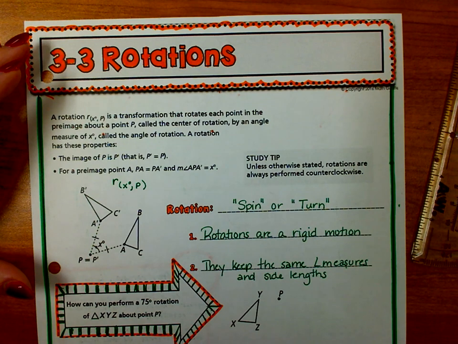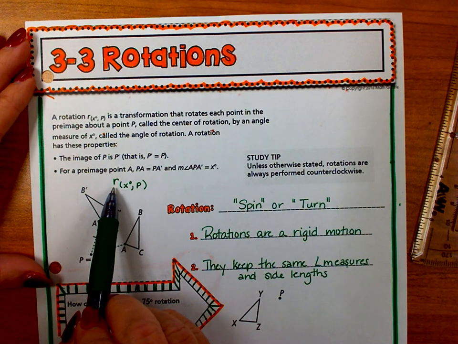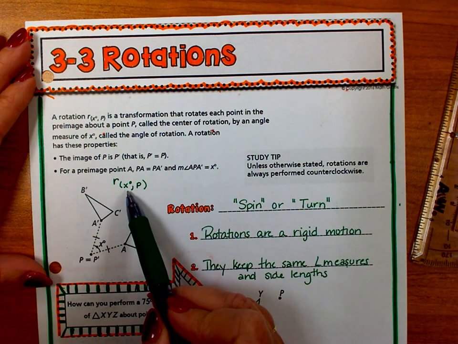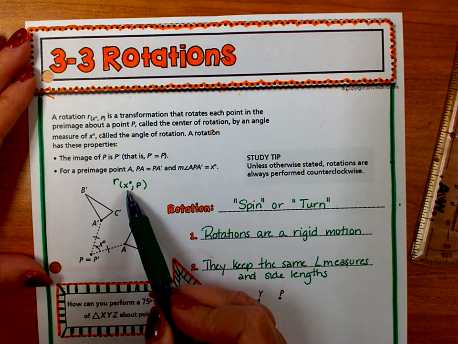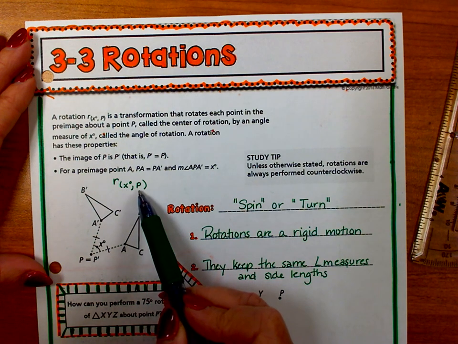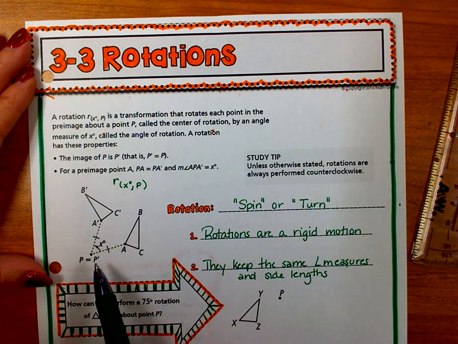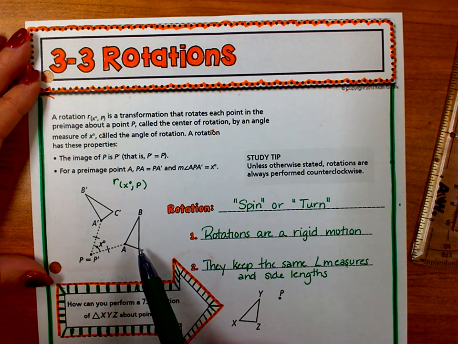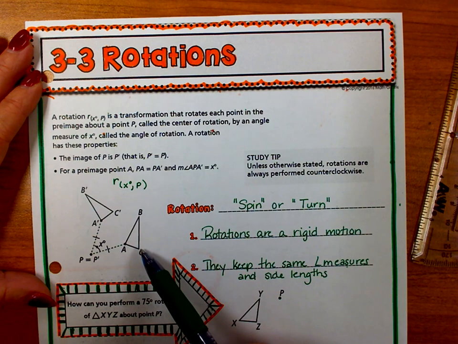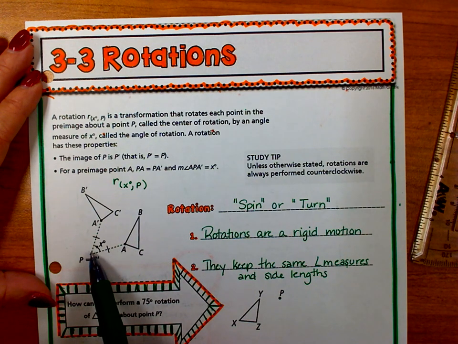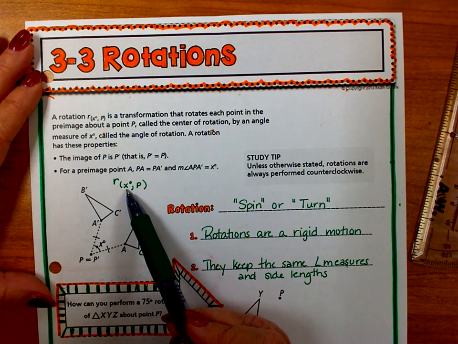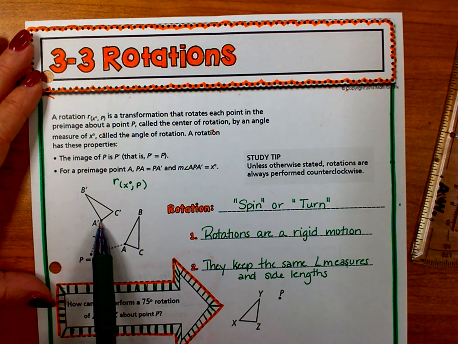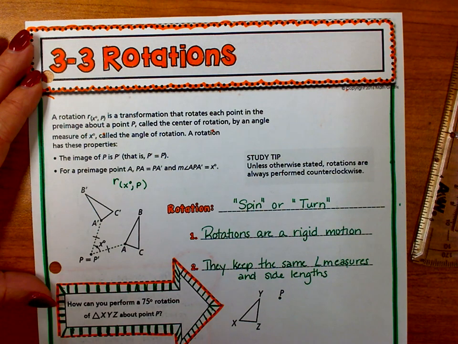In notation for rotations, you'll notice that it's a lowercase r, which is to keep it separate from the reflections, which are in uppercase R. Also, in the parentheses, subscripted, are the angle measure that's being rotated and the point about which it's being rotated. So if we look at this example down here, where triangle ABC is being rotated x degrees around point P, the x degrees is here, point P is here, giving us triangle A prime, B prime, C prime.